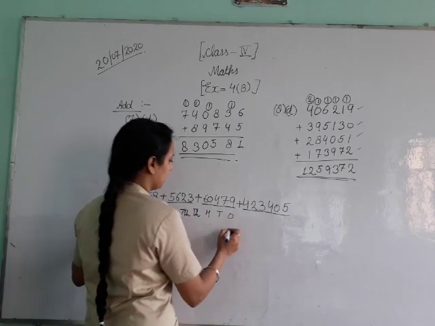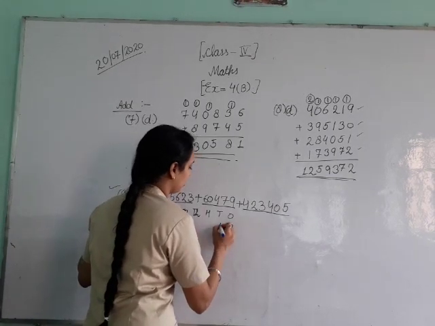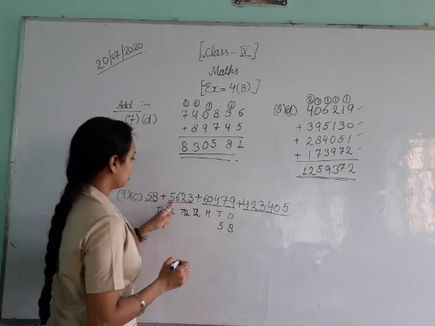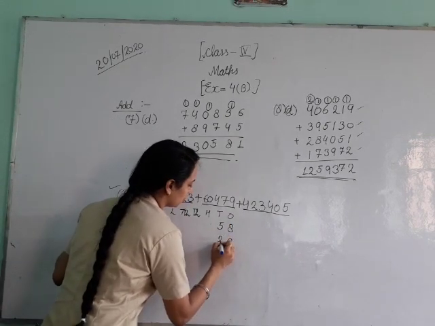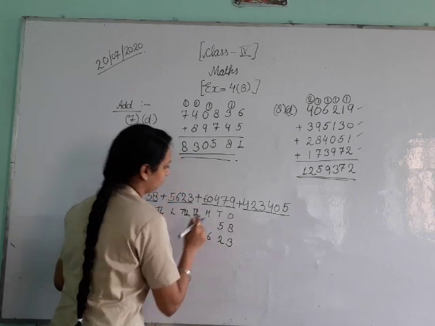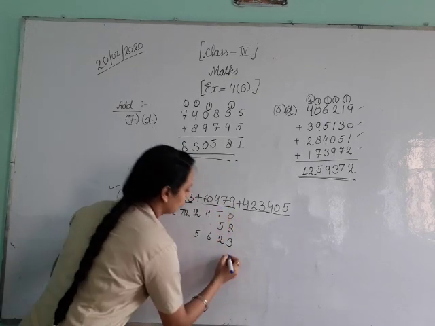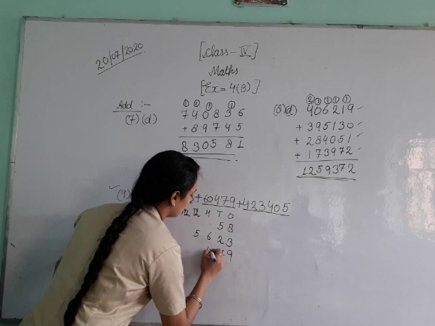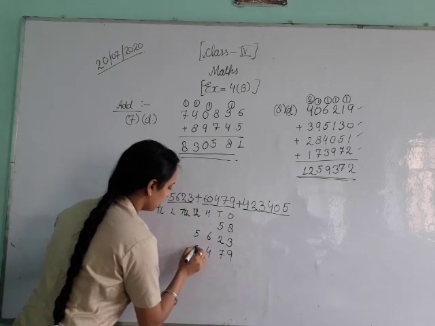Let's see. From the right hand side we will start writing 8, 5, 3, 2, 6, 5. 9, 7, 4, 0 and 6.